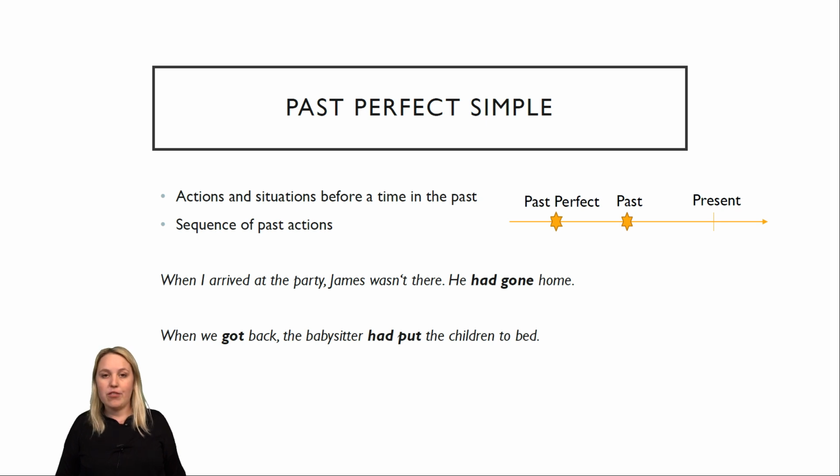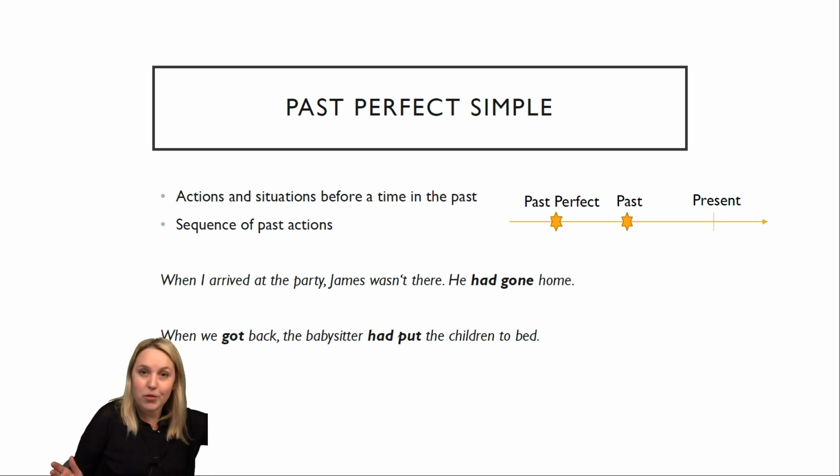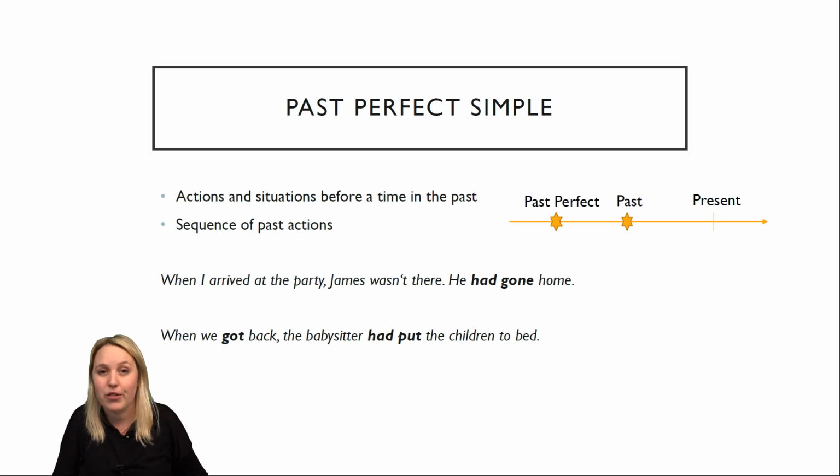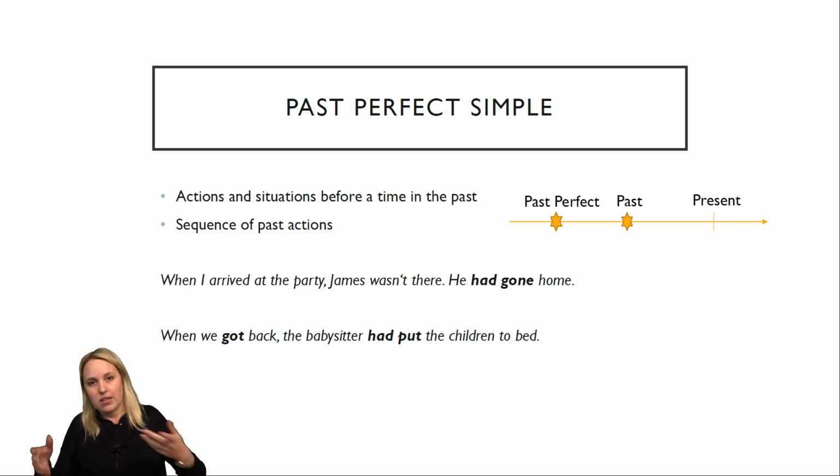So if we have an action in the past and then we want to describe an action that happened before that, like you can see here, we have the past and then the past perfect. So we need the past perfect for that. And we need it to show a sequence of past actions. So if we want to say, okay, that action happened before, past perfect, then the past tense, then the present tense, future, and so on.